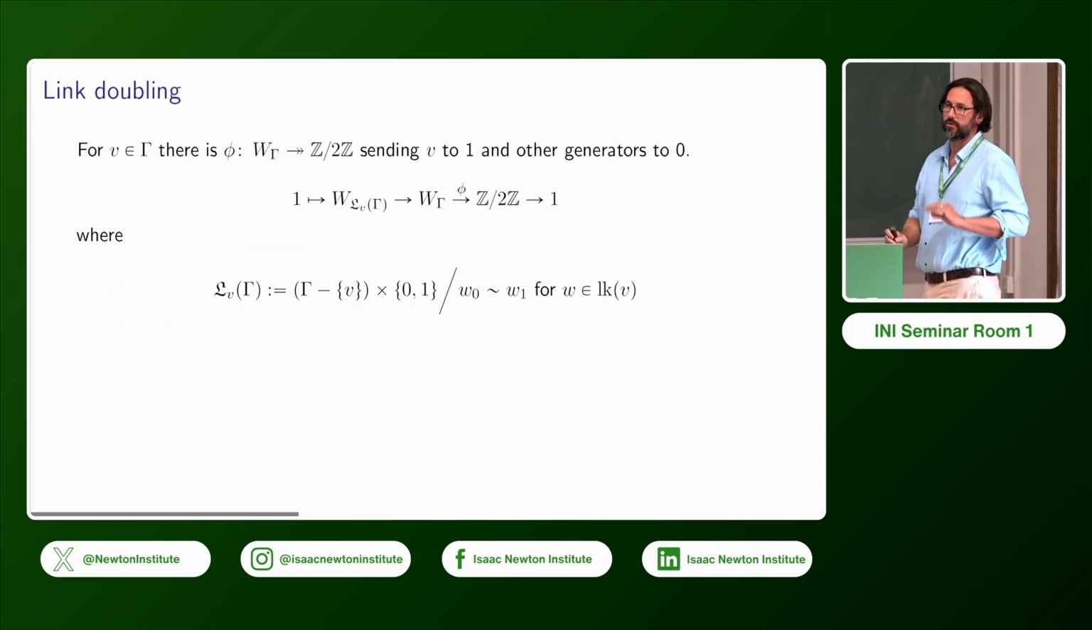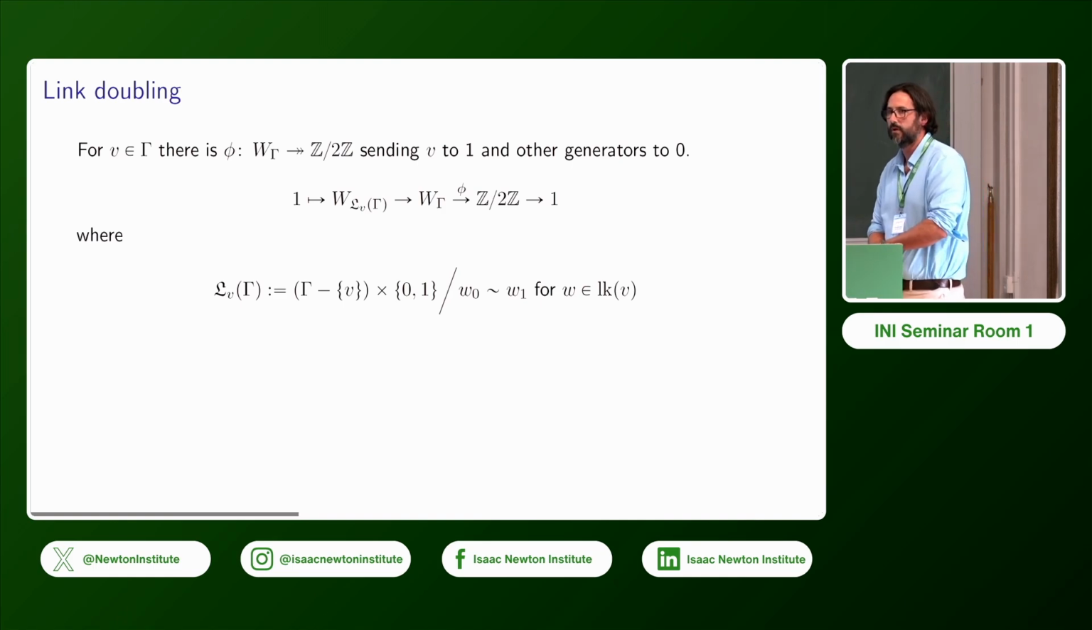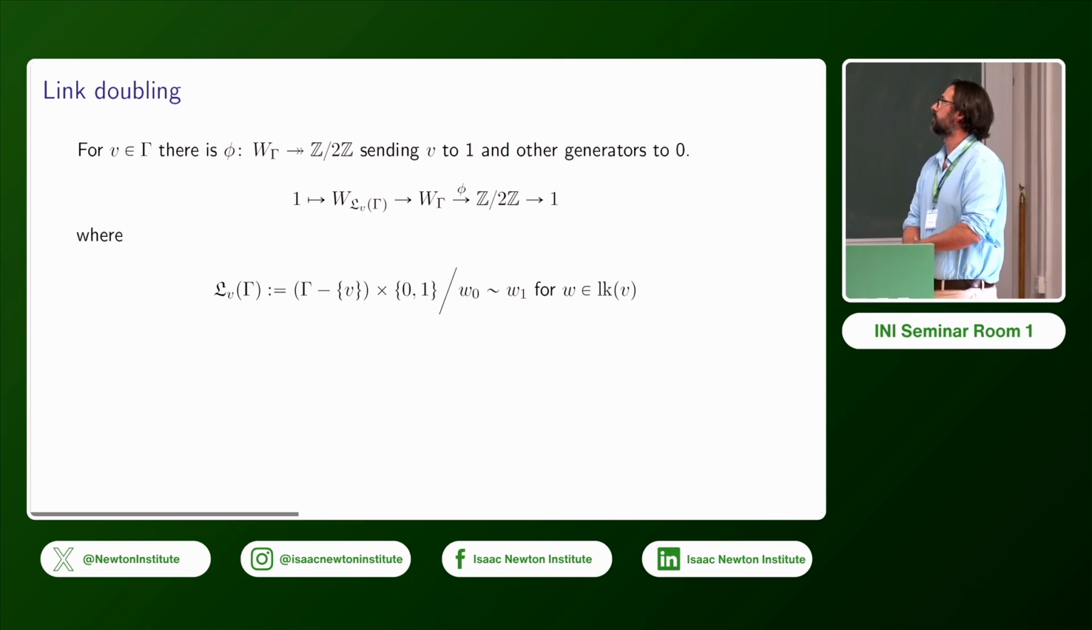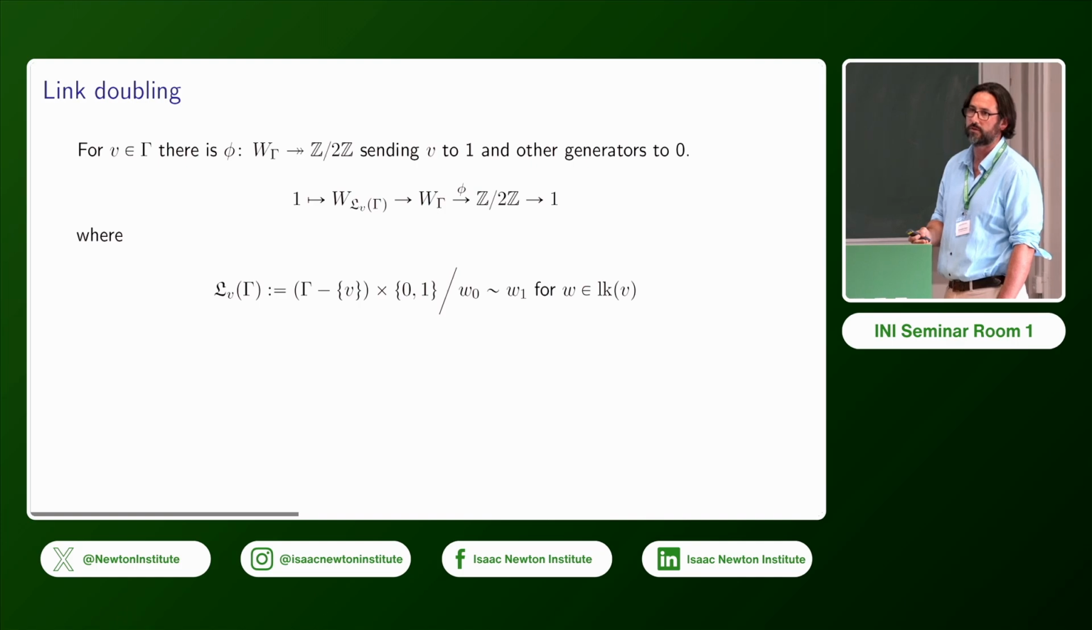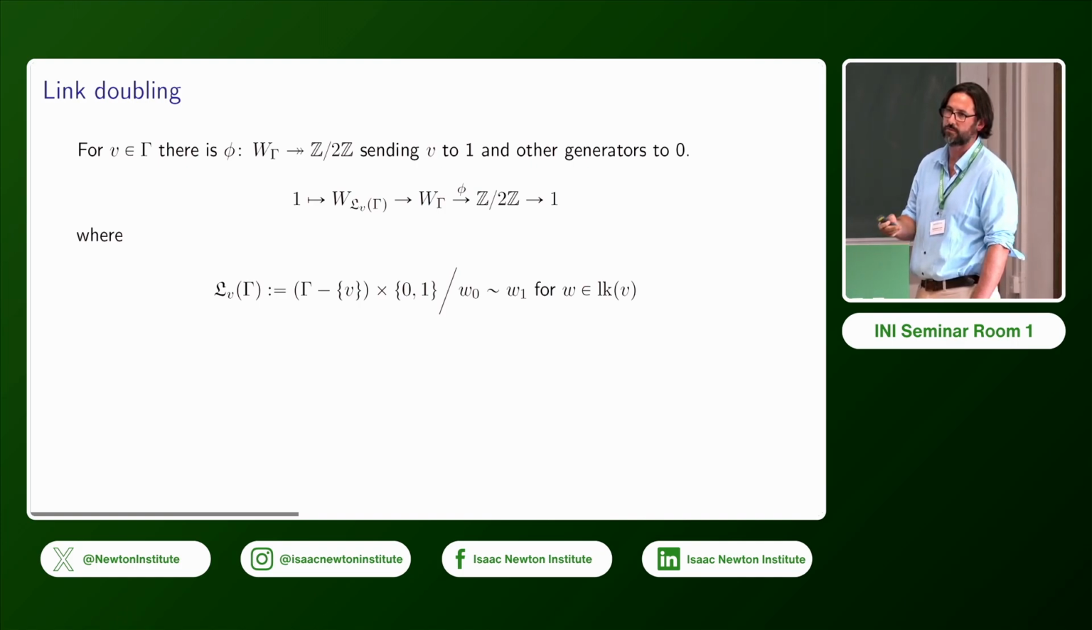So link doubling, this one is old. This is well known. So you have your presentation graph, and you pick some vertex in there. You can define a homomorphism to the cyclic group of order 2 by killing all of the other generators except for V. So then you get a short exact sequence, and it turns out that the kernel here is another right-angle Coxeter group, and you can describe its presentation graph explicitly in terms of the one that you started with. What you need to do is you delete the vertex that you were interested in, then you double what's left, but for vertices that were in the link, you then identify the 2 copies.